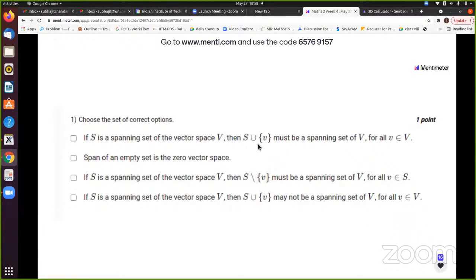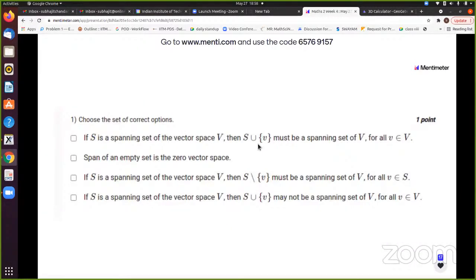Now, S union v: you are adding another element from the vector space into the set. Now it is saying that the new set, S union v, is also a spanning set of V. Okay, don't tell the answer now. Think about what it is saying first, then we will come to the answer. I am just explaining what each statement is.